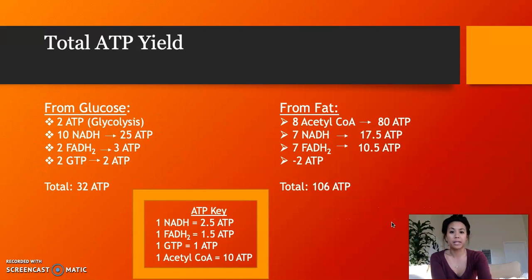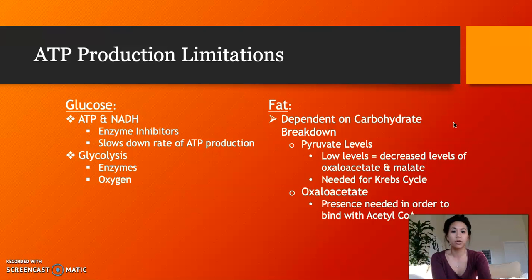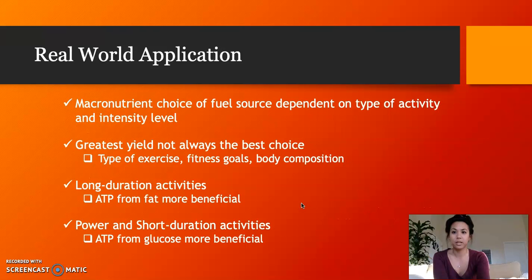Now, if we look back here at our total ATP yield, acetyl coenzyme A actually bears a lot of weight in ATP production. So pyruvate levels and the whole carbohydrate breakdown and low oxaloacetate is a huge limiting factor for ATP production from fat. So what does all this mean? How can we apply it to the real world? Why does it matter?